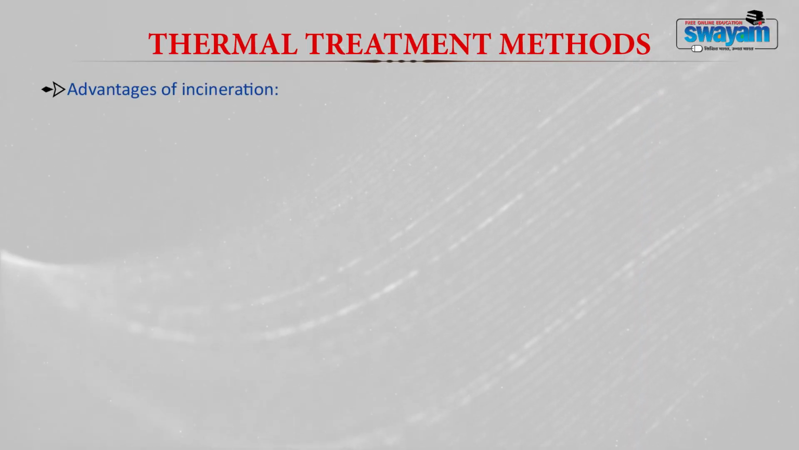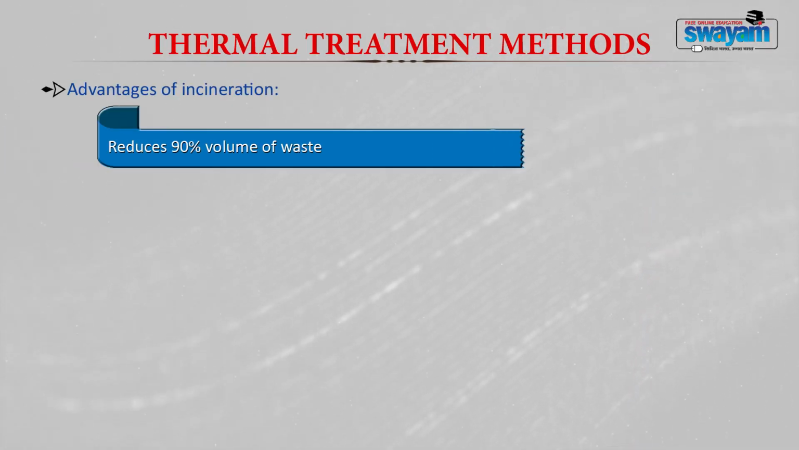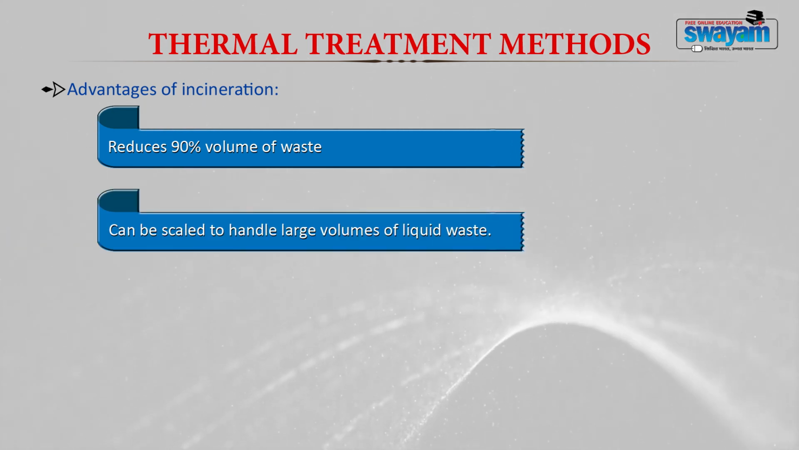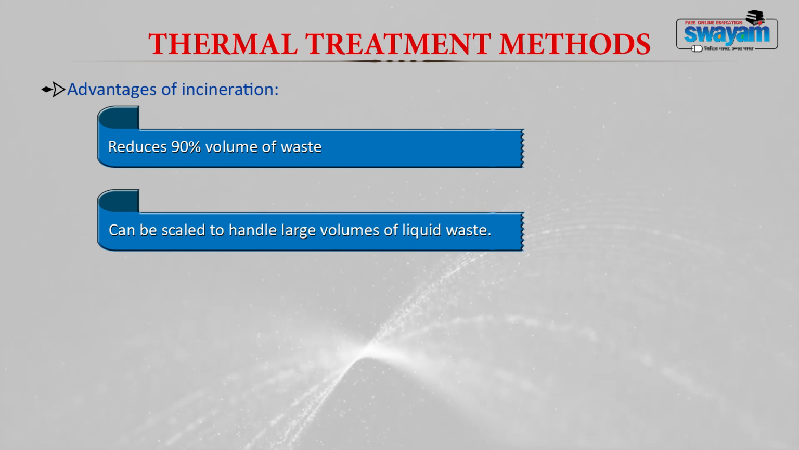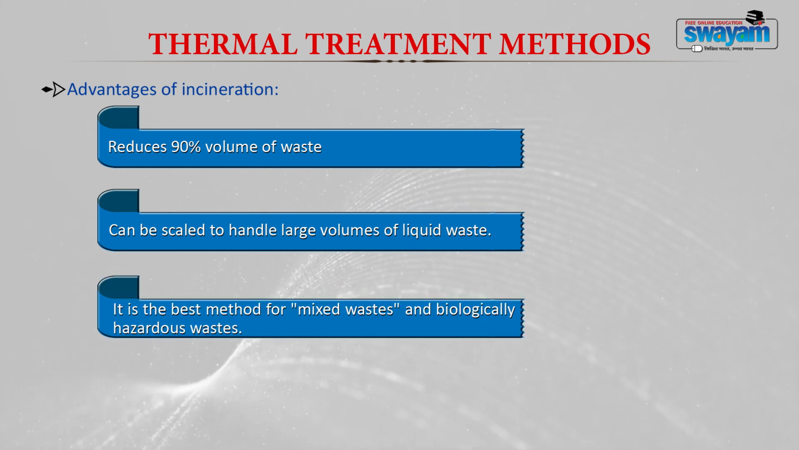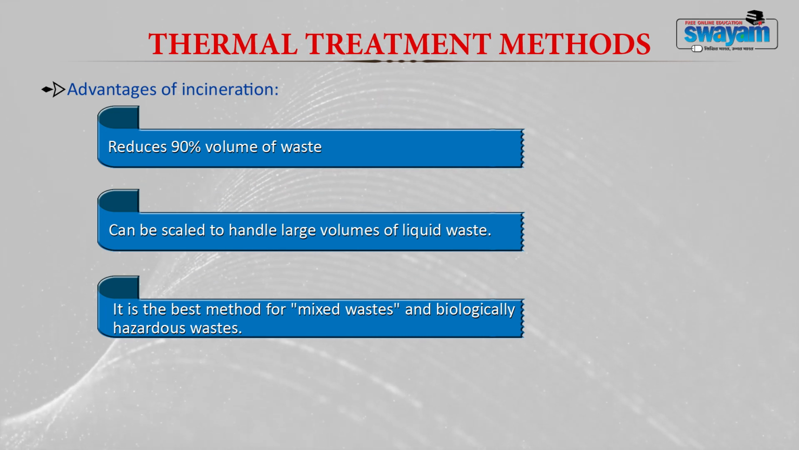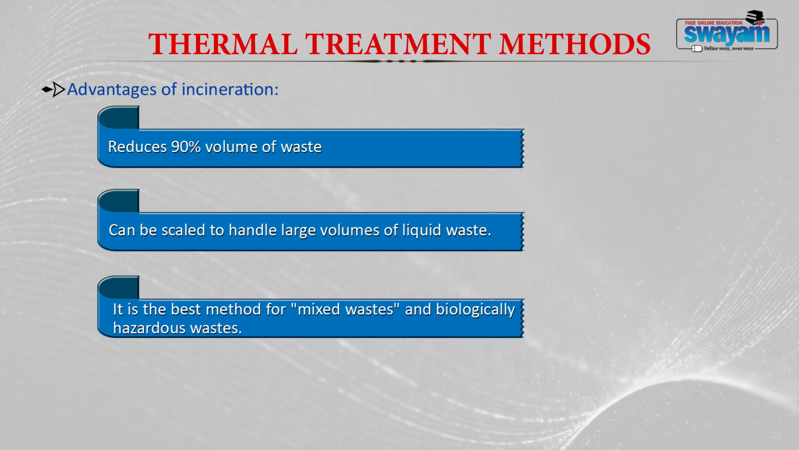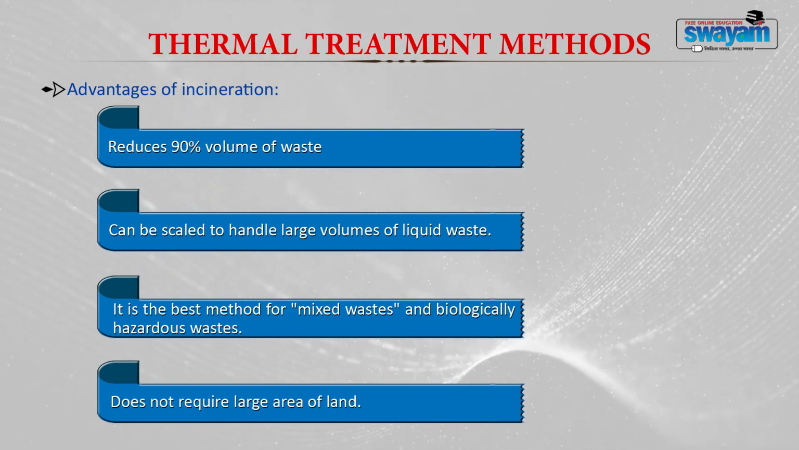The organic elements such as carbon, hydrogen and oxygen are converted wholly or partially to certain gaseous forms. Now, what are these gases? It is generally carbon dioxide, water vapor and ash. Now, what are the advantages of incineration? As I told you earlier, it reduces 90% of the volume of waste. It can be scaled to handle large volumes of liquid waste, and it is considered one of the best methods for treating mixed waste and other biological hazardous waste like your biomedical waste. They also do not require a large area of land.